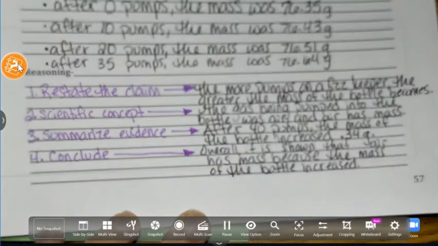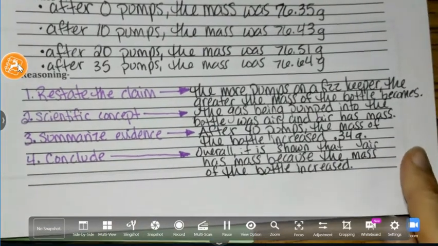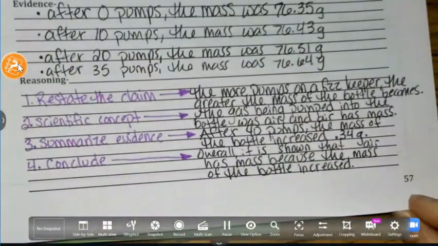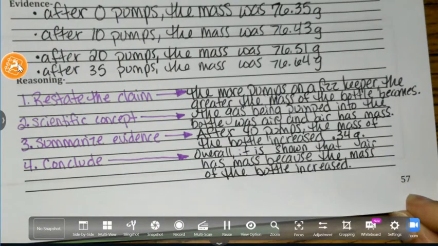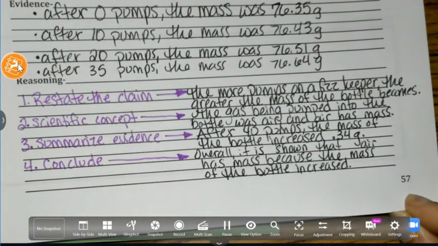So yes, every lab that has reasoning, I want it to have 4 sentences and to look like this. So it does take time. Please don't write one sentence and be like, I'm done, Miss K, I did it. You probably did not have all 4 parts. Every time we write reasoning, it's worth at least 4 points for each one of these.